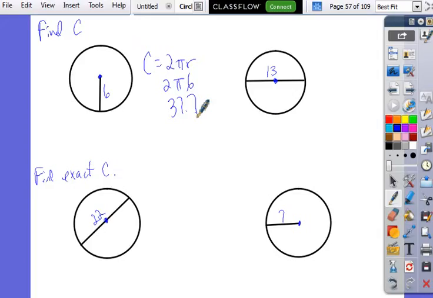Gives you the radius, use the radius formula, plug it in, type the calculator numbers, get your answer. Over here, I use the pi times d formula. So that'd be pi times 13. I think that one's 40.8.